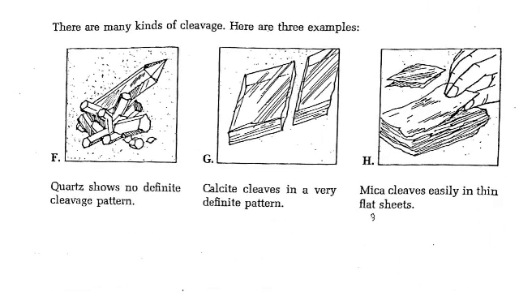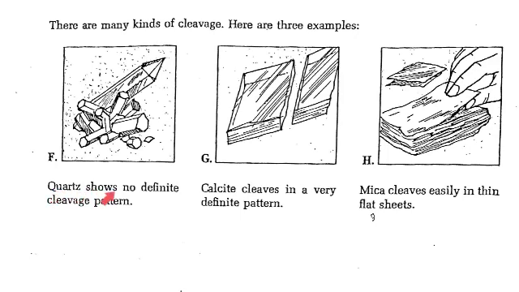So there are many types of cleavage. Quartz shows no definite cleavage pattern, it just breaks off. Calcite cleaves in a very definite pattern, meaning that it has a very definite break and it only breaks in one certain direction. And mica cleaves easily in thin, flat sheets. So if you've ever seen mica, you can look it up online, and you'll see that it comes off in these very thin, transparent sheets, and they're incredibly brittle.